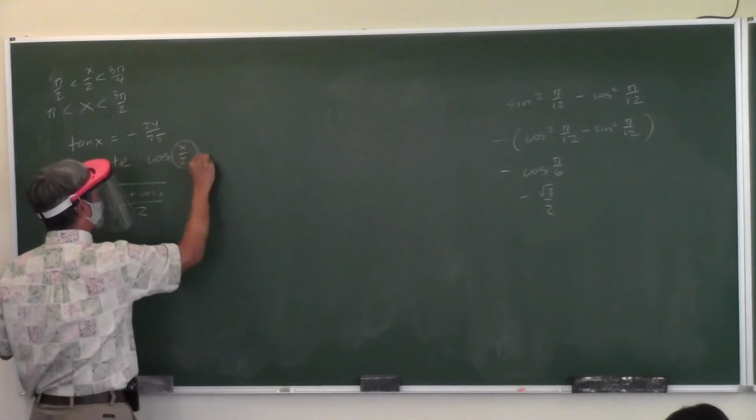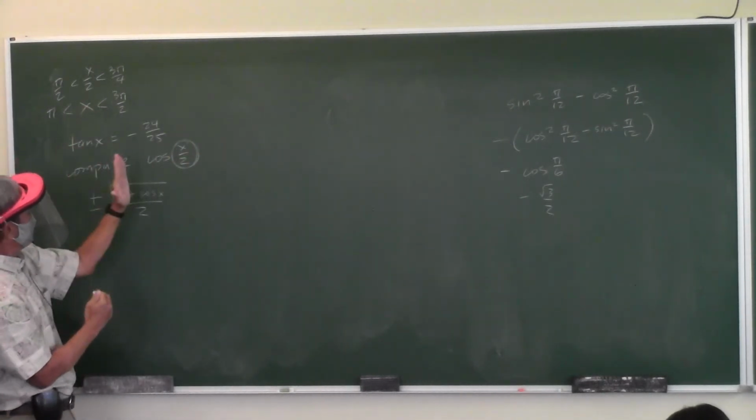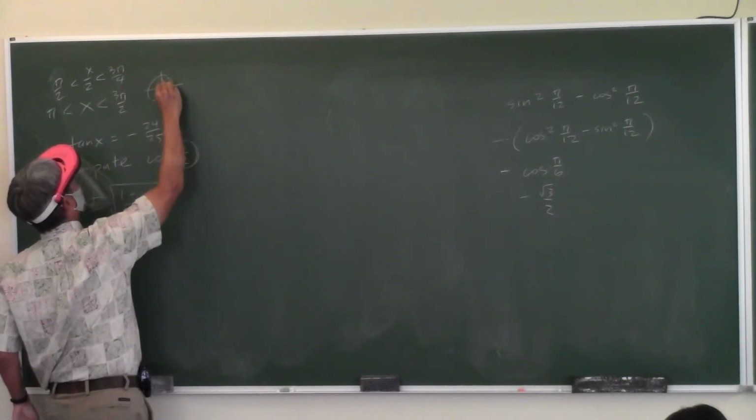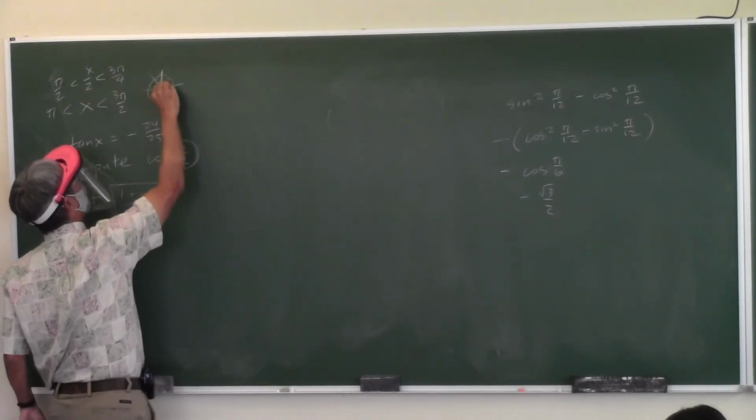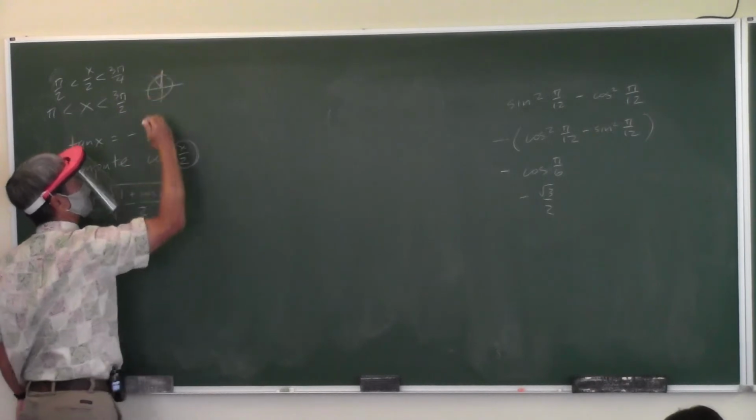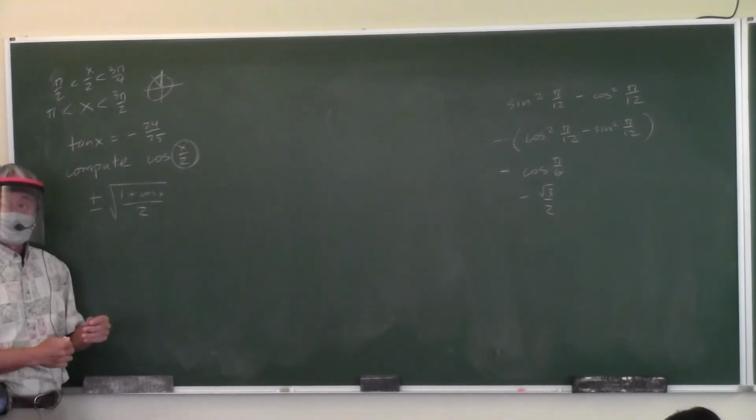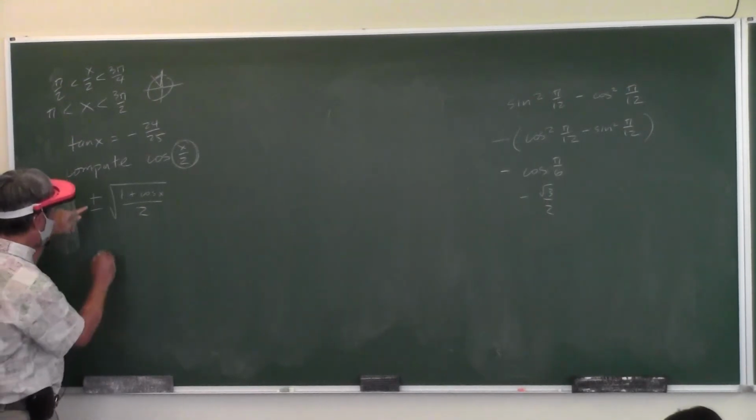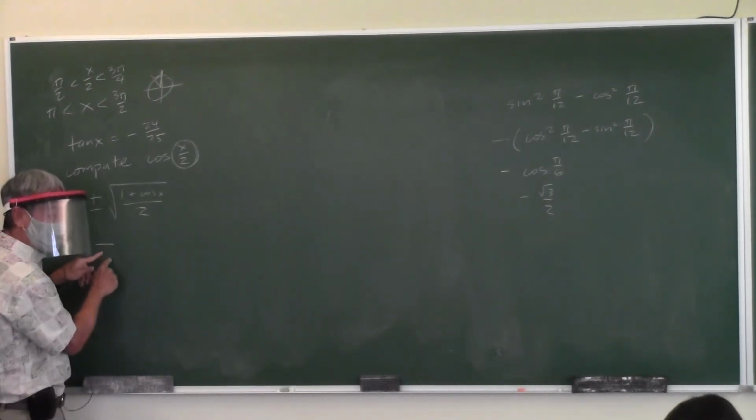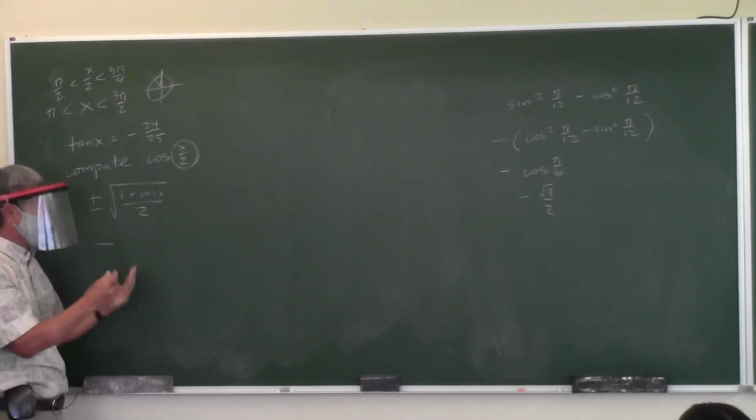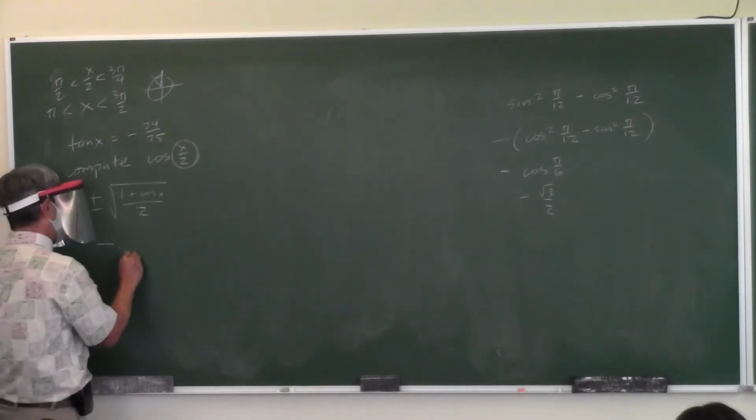Oh, so if this angle is between pi over 2 and 3 pi over 4, I'll draw it. Between pi over 2 and 3 pi over 4, that means right there. Isn't that second quadrant? What is the cosine of a second quadrant angle? Negative. This sign is big points, you know. You gotta figure it out. But if you can't, just guess. Come on, we're honors, we can figure it out.